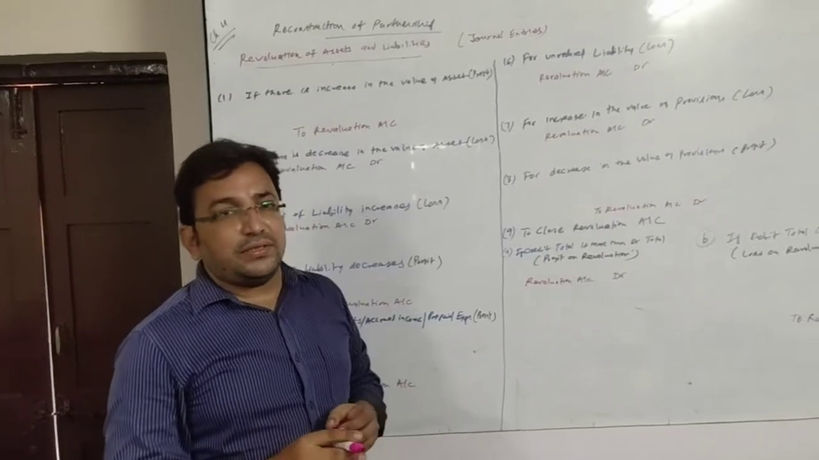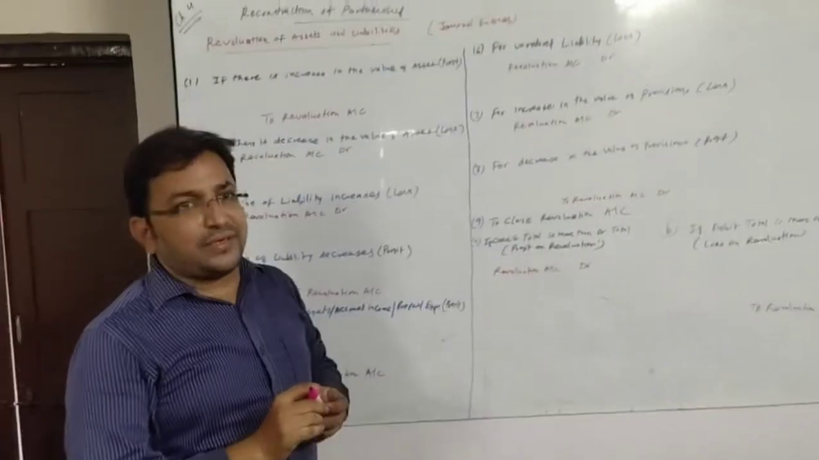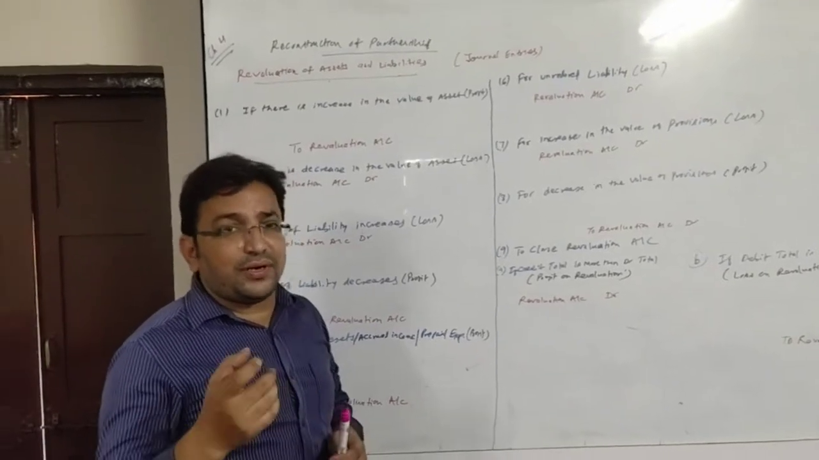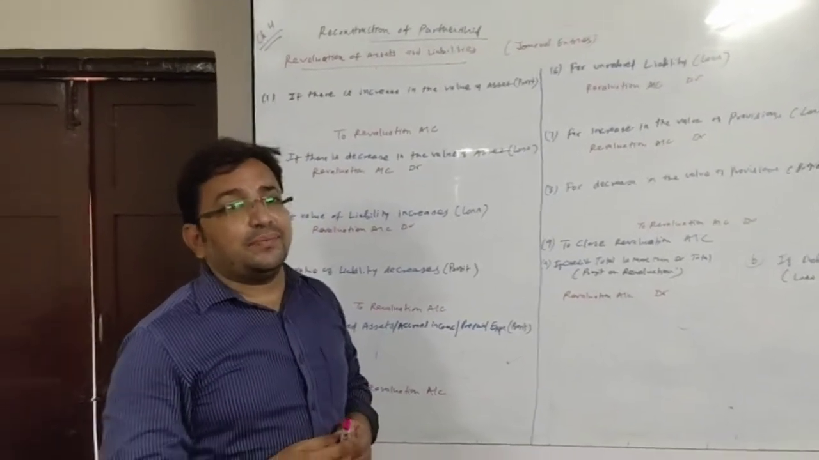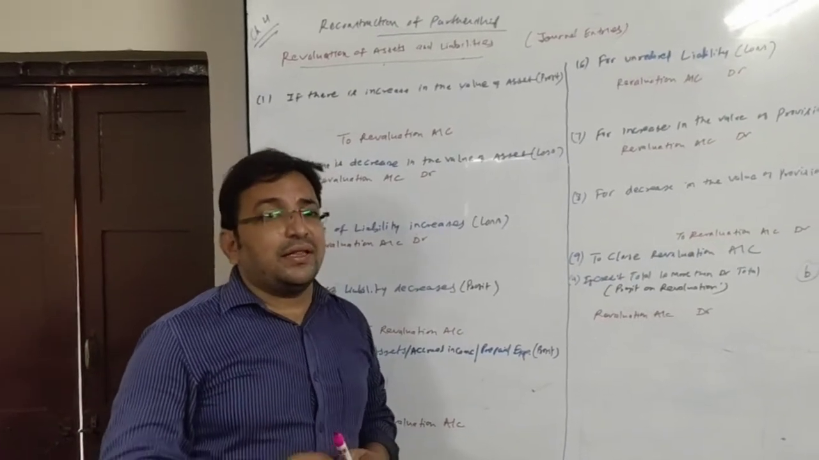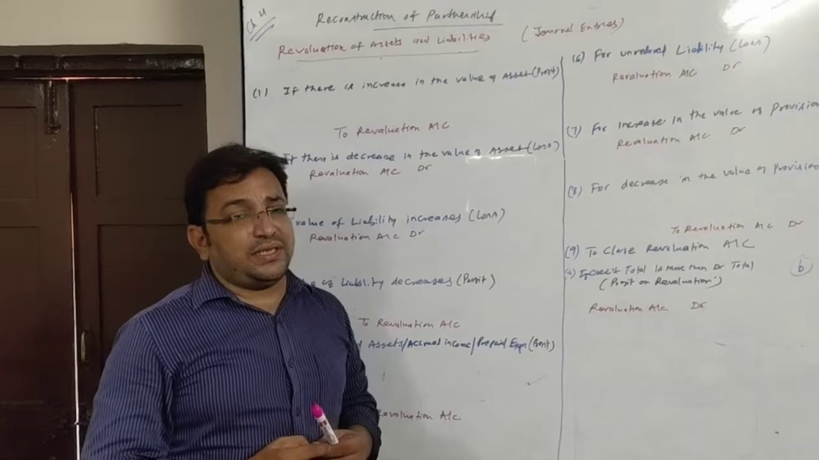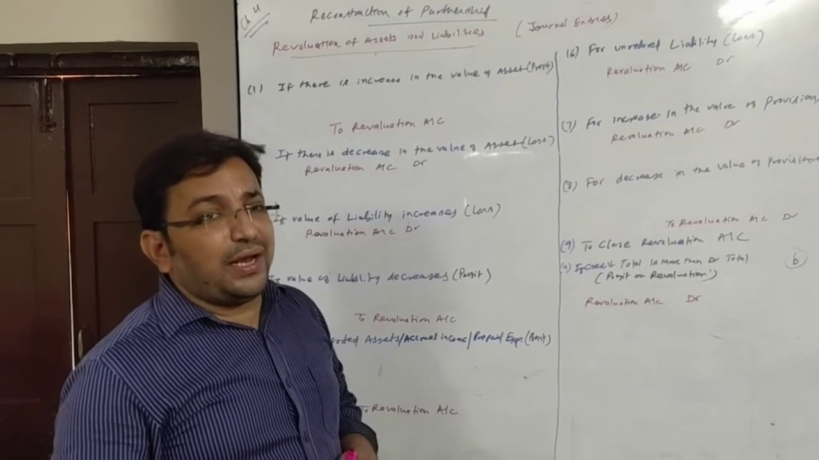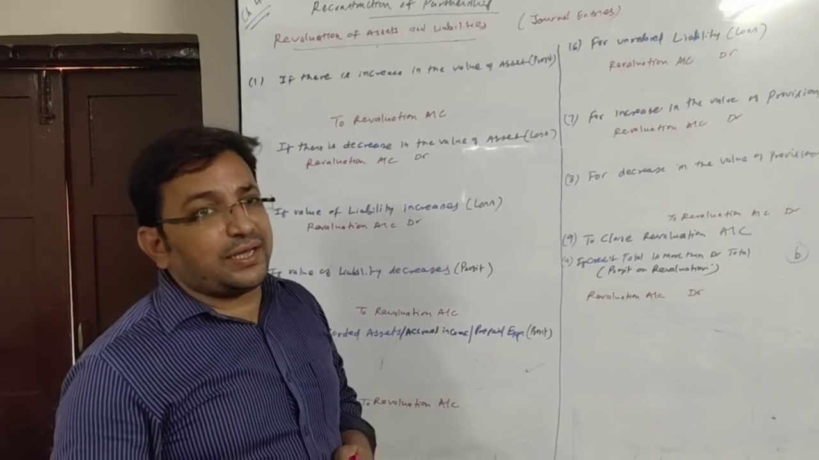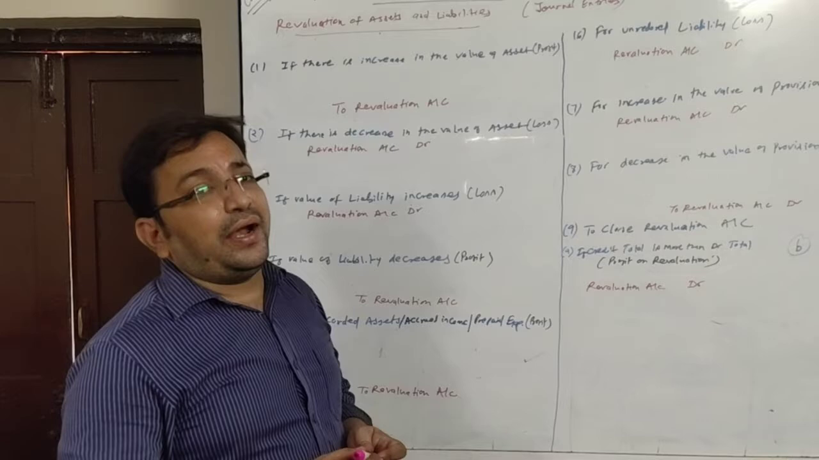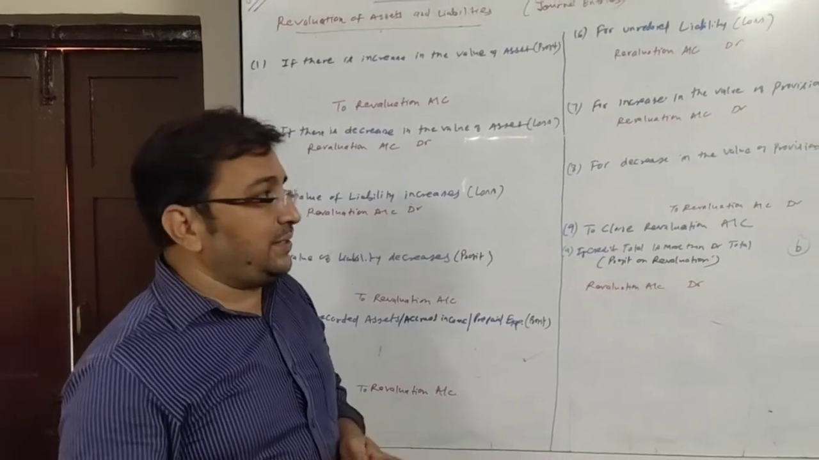Good morning students. We are on the topic reconstruction of partnership. In the previous lecture we have seen the meaning of revaluation of assets and liability, and we have also discussed that we open a special account which is called revaluation account. Now let us see how journal entries are given for the changes in the value of assets and liability at the time of reconstruction of partnership.